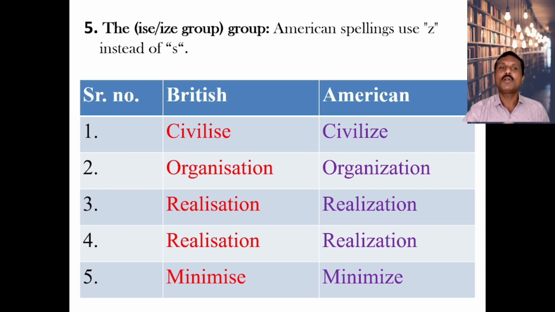This is another group called the ISE group, because Americans use the spelling IZE and British use the spelling ISE. See this and compare. There are examples before you: civilize, organization, realization, minimize. These are the examples with the help of which we can understand the difference between the spellings of British English and American English.